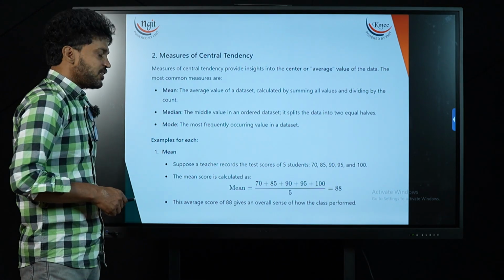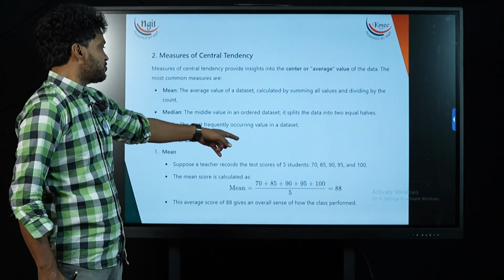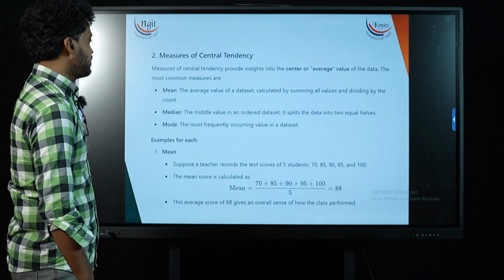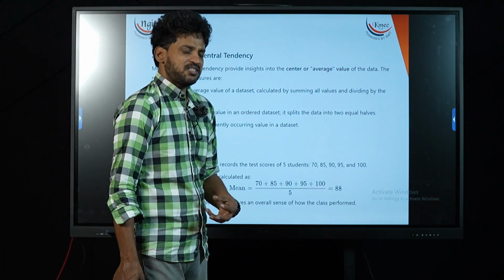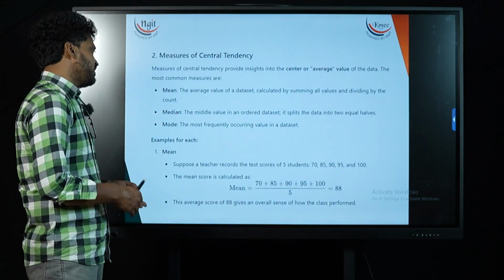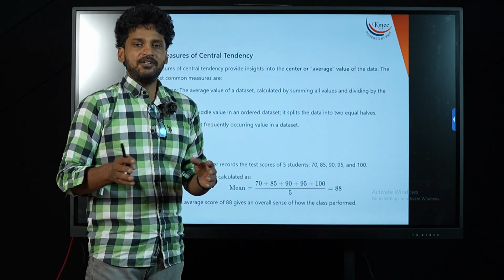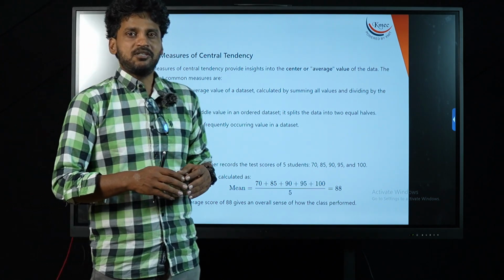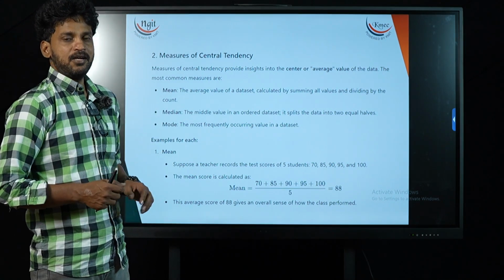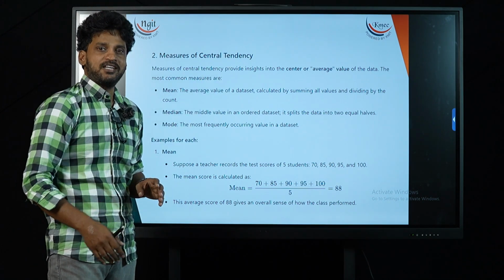What is the example? The first one is the mean. A teacher records the test scores of 5 students: 70, 85, 90, 95, 100. Needless to say, the mean is 88. This is the simplest thing that one can understand. What does it mean? The average. The sum of 70, 85, 90, 95, 100 divided by 5 is equal to 88. This will give you the average score of a student. This is important in educational institutions to identify the mean of a student. This is one aspect of identifying the central point of a data set.